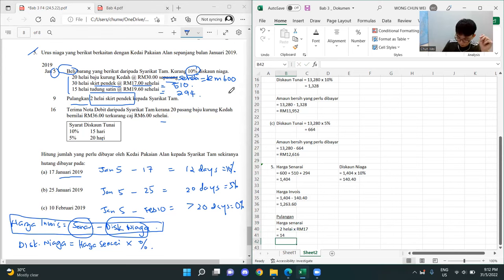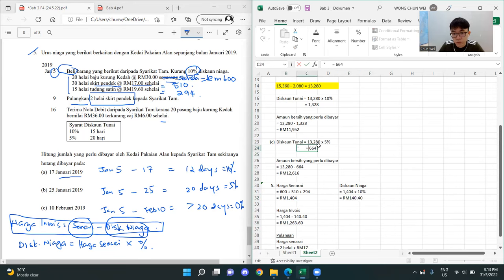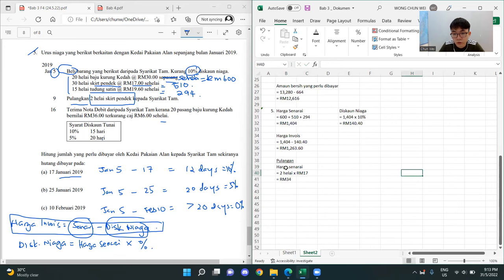Is it 14? I need to knock myself. 17 times 2, how come it's 14? It's 34. Sorry. 34. Okay, so this is the harga senarai. Maybe I'll just put RM so that you won't be confused. This is actually RM, not unit. Okay, so here also. Okay, so this is the harga senarai.